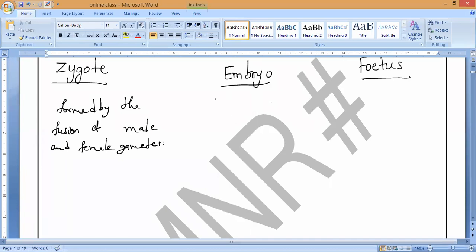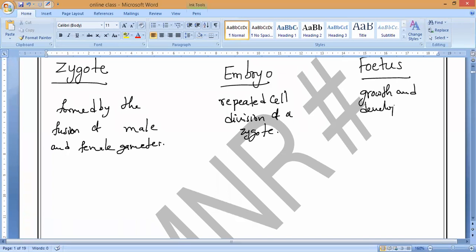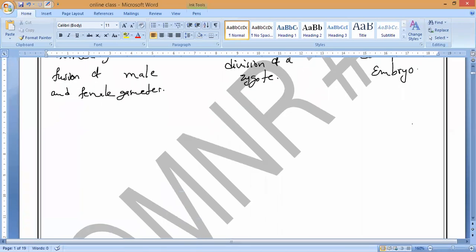Next, what is an embryo? Anybody? Repeated cell division of what? Of the zygote. Repeated cell division of a zygote, we call it an embryo. Then what is a fetus, guys? Growth. The developed baby is the fetus. Yes. Growth and development of the embryo is called the fetus. Clear, everybody? Please respond.